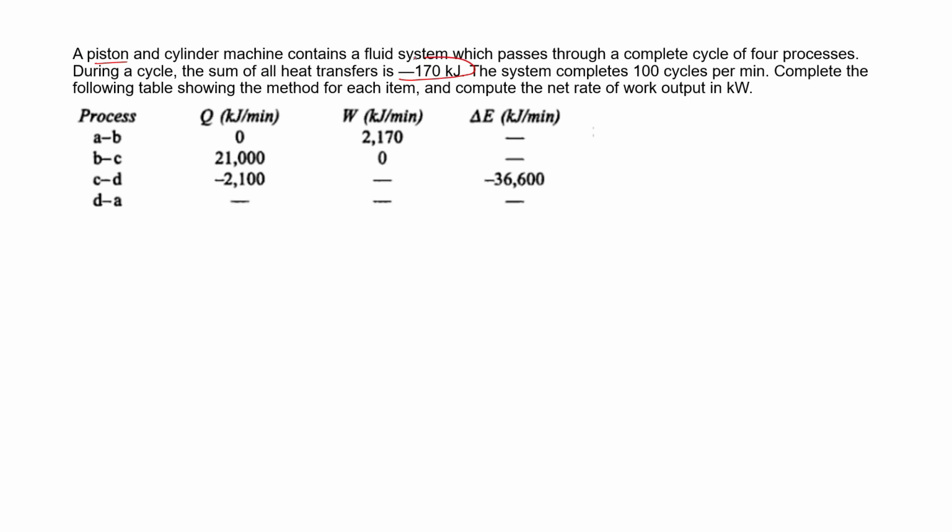Okay. And it is given that the total heat transfer is minus 170 kilojoule. And it is given as it is, so this is for a cycle. Okay, this is for a cycle. So everything here it is given as kilojoule per minute. That is 21,000 minus 2,100. So that means we need to calculate the heat transfer for a cycle first.